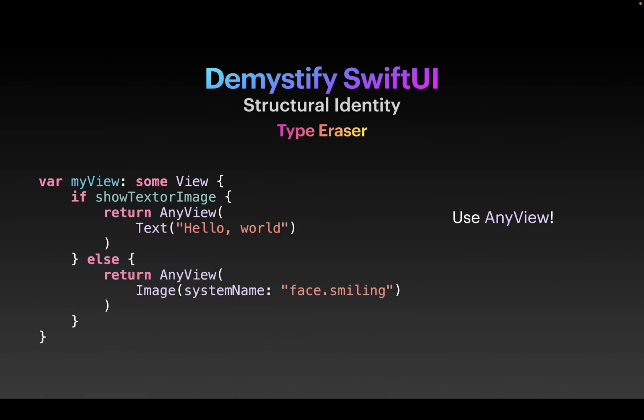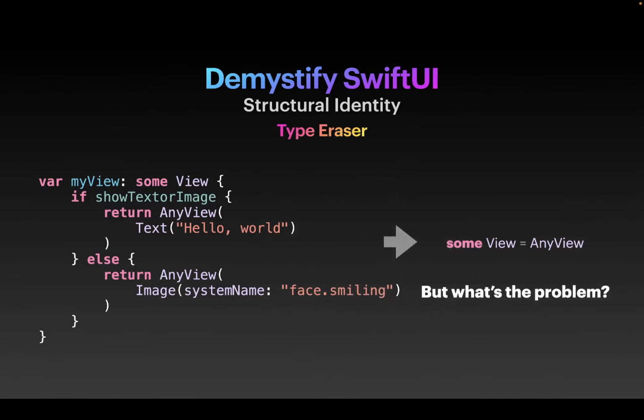Now, you can do something like that without using the view builder. You have to explicitly use the return keyword here if you don't use ViewBuilder, and you have to put AnyView to wrap both Text and Image. In this case, the type of the two different branches in this if statement are both AnyView. So the SomeView is going to be replaced by a type called AnyView during compilation. Now, what's the problem here? Can you think of any problem here?